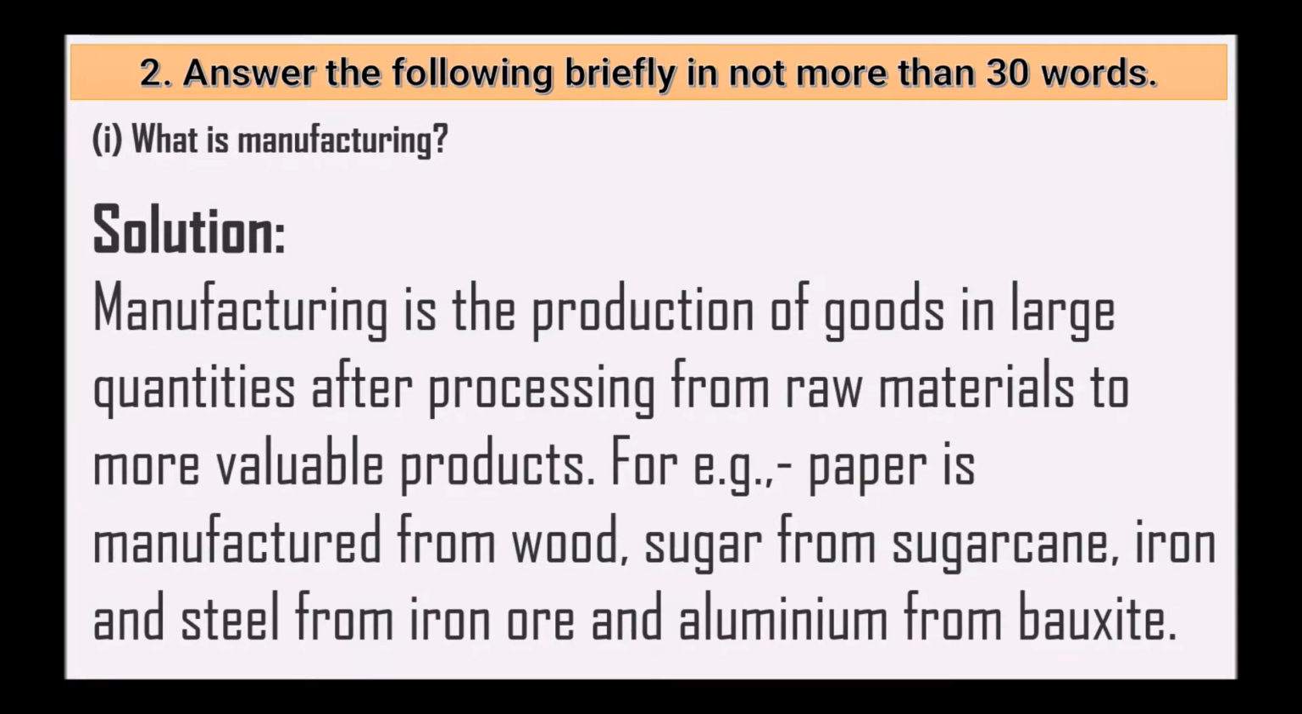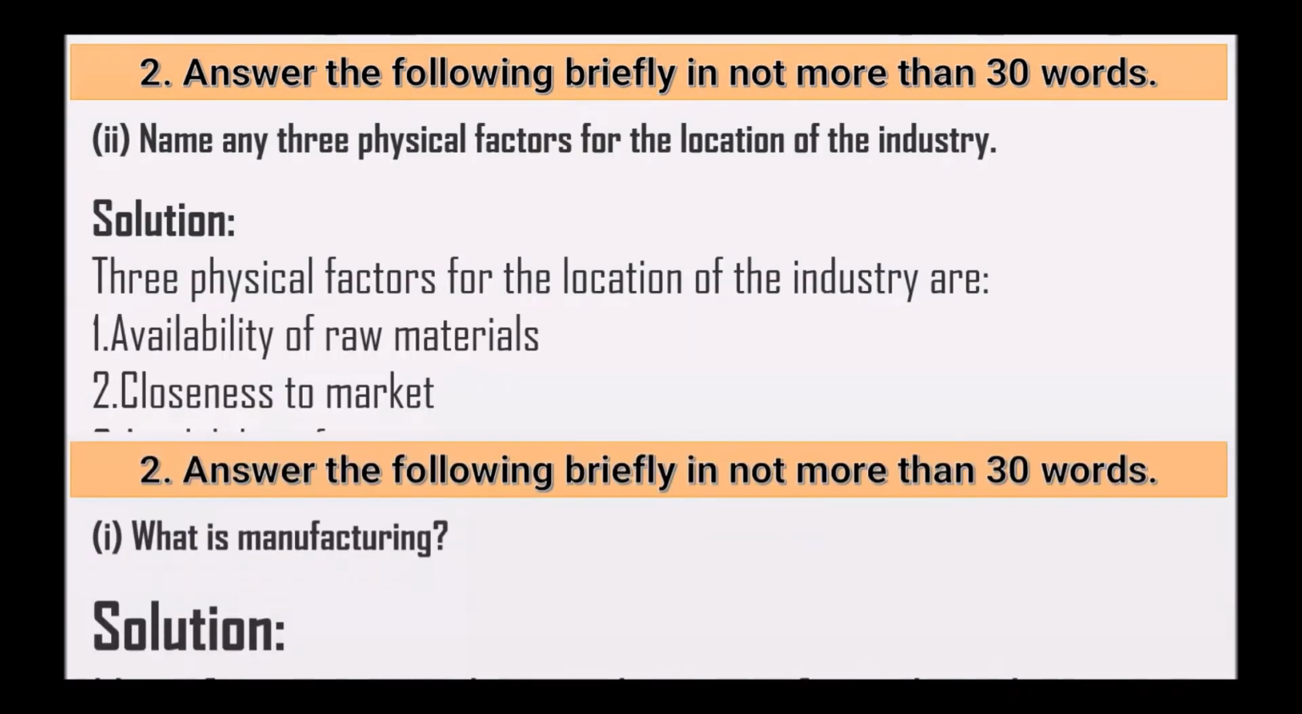Second, answer the following briefly in not more than 30 words. First is, what is manufacturing? Manufacturing is the production of goods in large quantities after processing from raw materials to more valuable products. For example, paper is manufactured from wood, sugar from sugarcane, iron and steel from iron ore, and aluminium from bauxite.